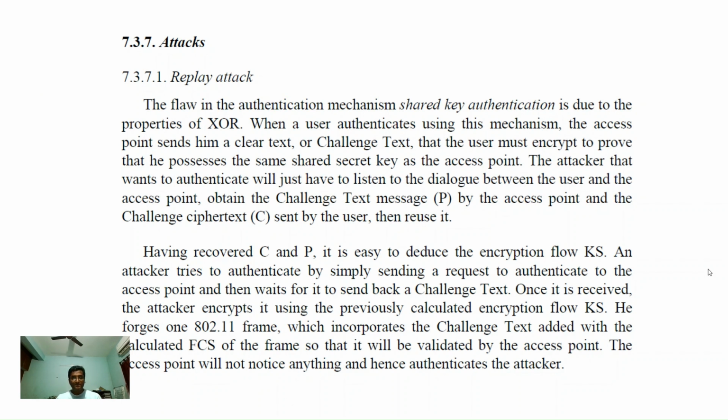The replay attack. It's a kind of shared key authentication, and that is a kind of drawback. The attacker wants to authenticate by just listening to the dialogue. He listens to the dialogue, obtaining the challenge text passed by the access point and the challenge ciphertext C sent by the user. Then he tries to reuse it. Once the challenge and ciphertext are recovered, it becomes very easy to reuse the encryption flow. So this is how the replay attack works.